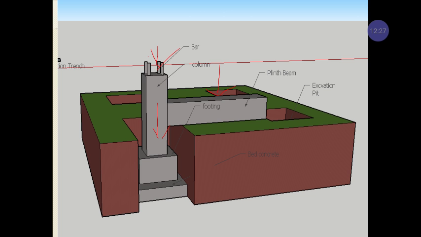Above the ground it will have a plinth beam. You can see that the plinth beam is connecting to the columns above the ground level. This beam is nothing but a plinth beam. You might have understood the difference between these two foundations, where the load from the slab will be transferred to the beams, and in turn the beams will transfer the load to the column.